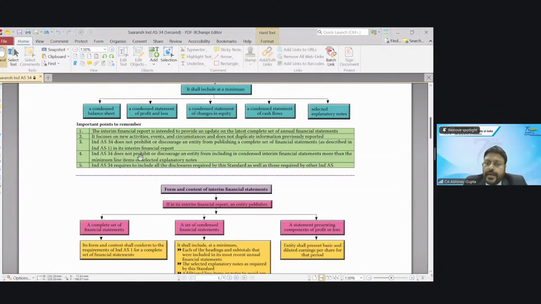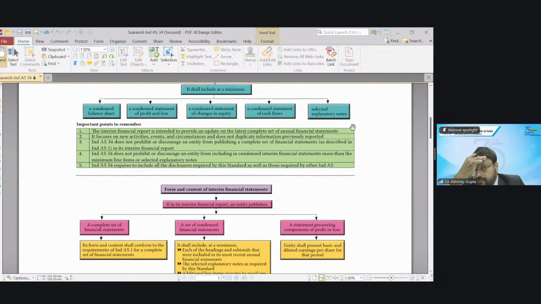Perfect. Interim financial report is intended to provide an update on the latest complete set of financial statements. Suppose if you had already published your annual report for the year ended 31st March 2026. Now you are closing the quarter, April, May, June 26, right? Now you are publishing the results. So if there were any disclosures which were made in your annual report and there are updates because of new events occurred during the quarter to those items, will you be providing those updates in your quarterly results? Yes, because that is the information which users of the financial statements would be interested in to know, right?